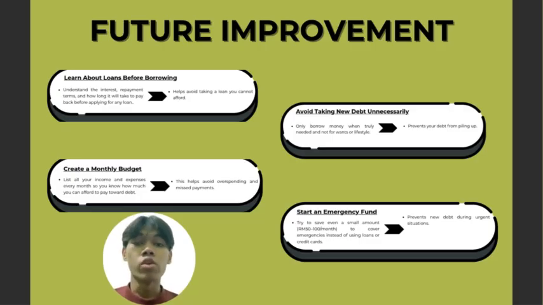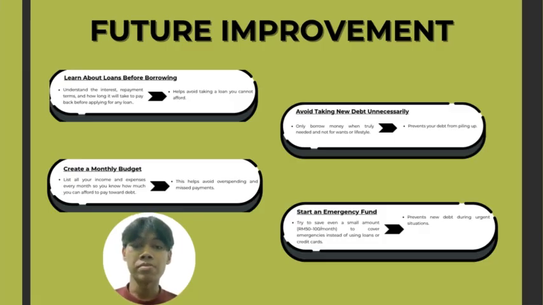We also should avoid taking new debt unless we really need it. We should only borrow money when it is really important and not for things we just want. This can help to keep our debt from growing too much. And the last one is to try to start an emergency fund. Even saving a small amount every month, like 50 ringgit, can help us during emergencies. Having this fund can allow us to handle urgent situations without needing to take loans or credit cards. By following these steps, people can manage their money better and stay out of debt.